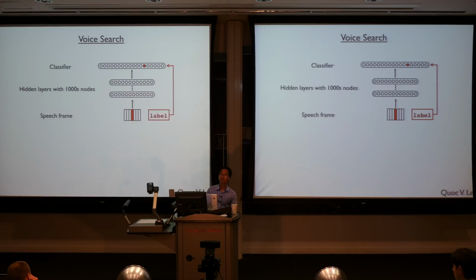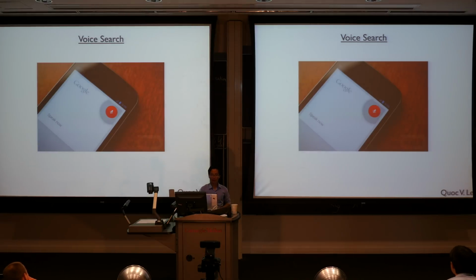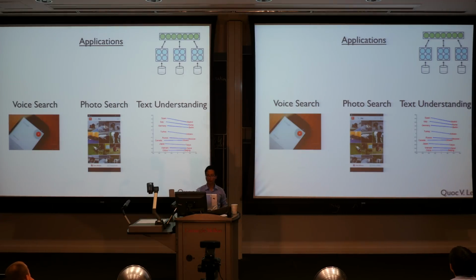And before this, it took around, I don't know, a year, half a year to train, but now it should take like a week to train, which is quite good. And that's the reason why we can train with a lot more data too. And now you can use it in Android voice search.